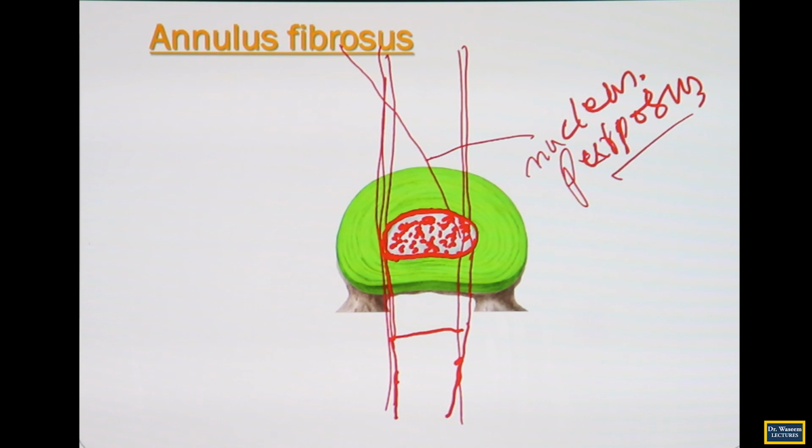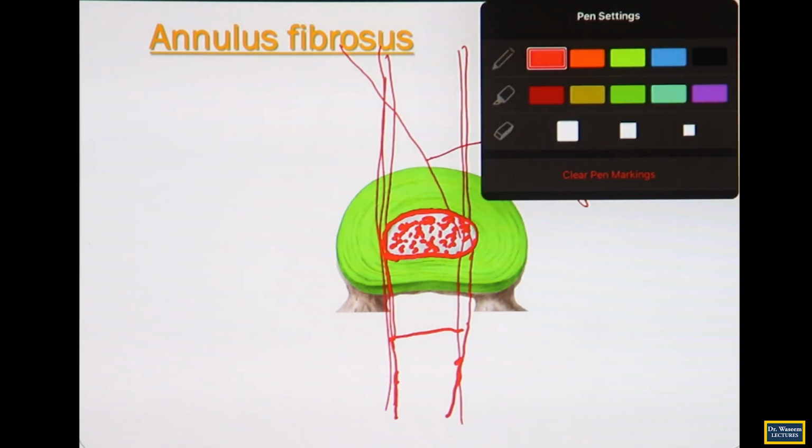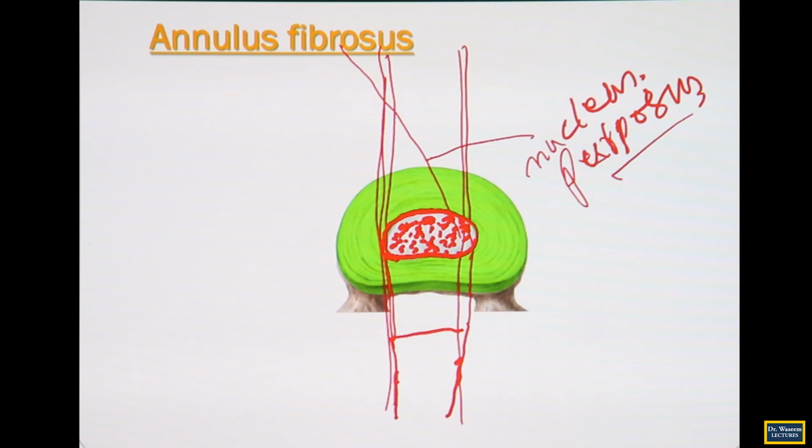But it is not just the nucleus pulposus, we have another thing also that is called the annulus fibrosus. This nucleus, the gelatinous substance, has been surrounded by fibrous tissue all around it in the form of layers. You see.